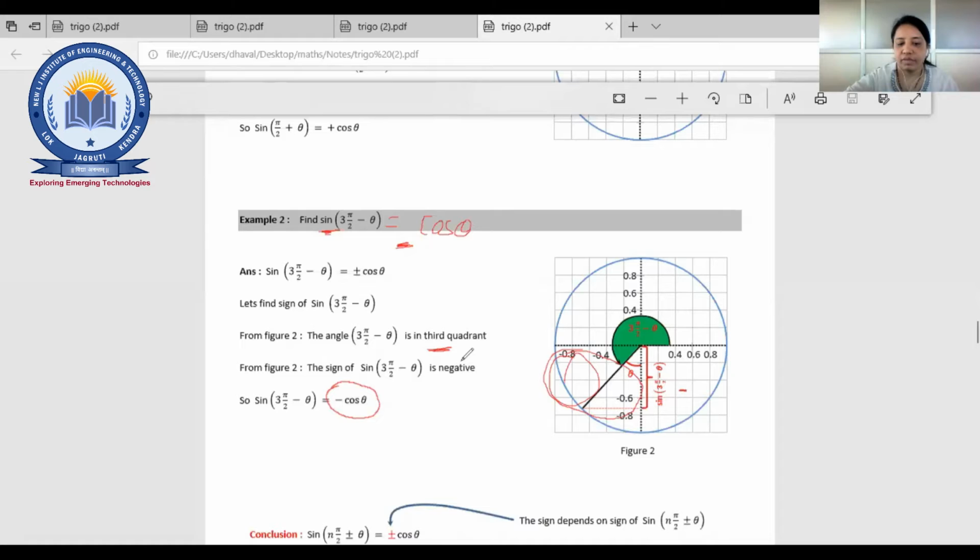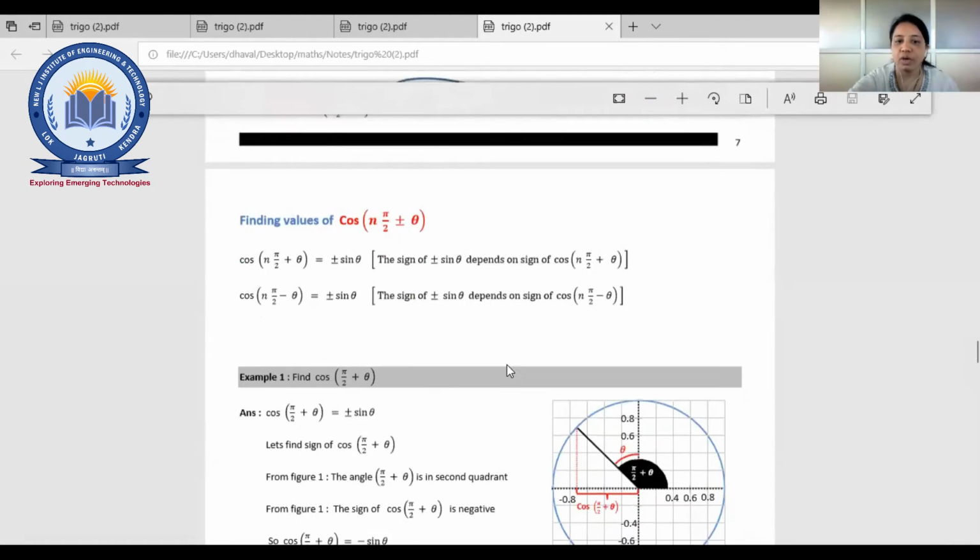Fine. Doubt? If there is any doubt in these two examples, whenever sine pi by 2 plus or minus theta or 3 pi by 2 plus or minus theta, your answer will always be cos theta and the sign of that, either positive or negative, will depend upon the left side function. Just remember it that way. So you need to know the sign of each function, sine and cos, in each quadrant.